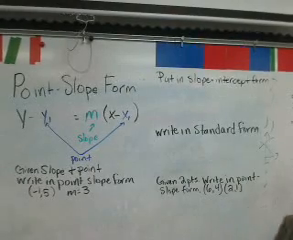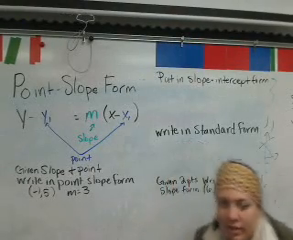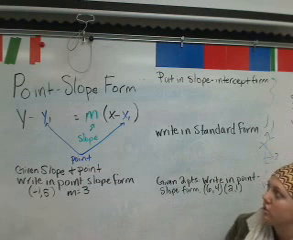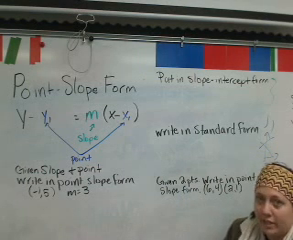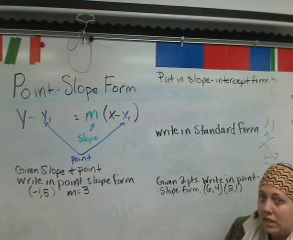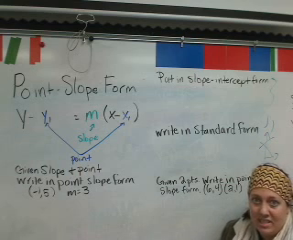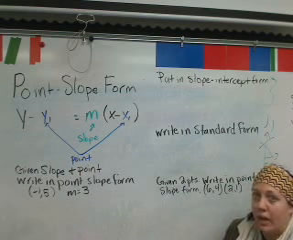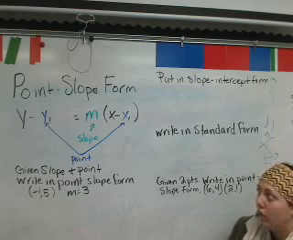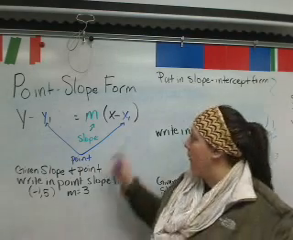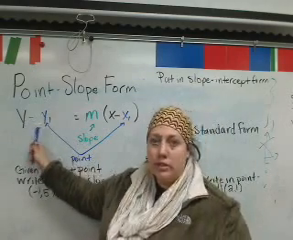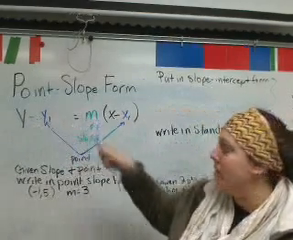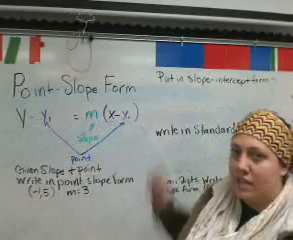Hey guys, now that we have finished slope-intercept form, we are going to move forward to point-slope form. The name says exactly what's in the form: a point and slope. So I have the form written out right here. It's y minus y1 equals m times x minus x1.